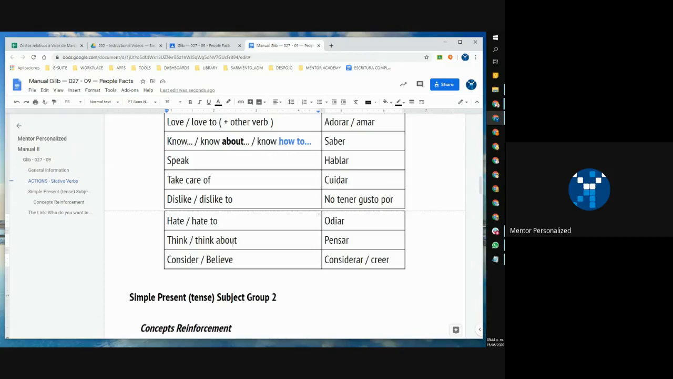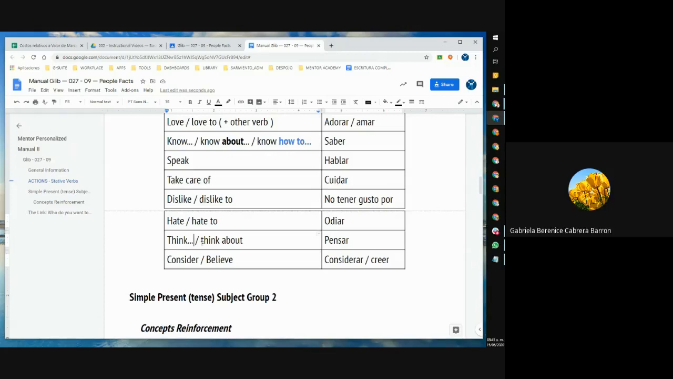Very good. Then hate, think about. Repeat. Think about. Pensar. This is very interesting because this is the introduction of subordinate clauses. For example, where do you think I live, Gabby? ¿En dónde piensas que yo vivo? Where do you think I live?